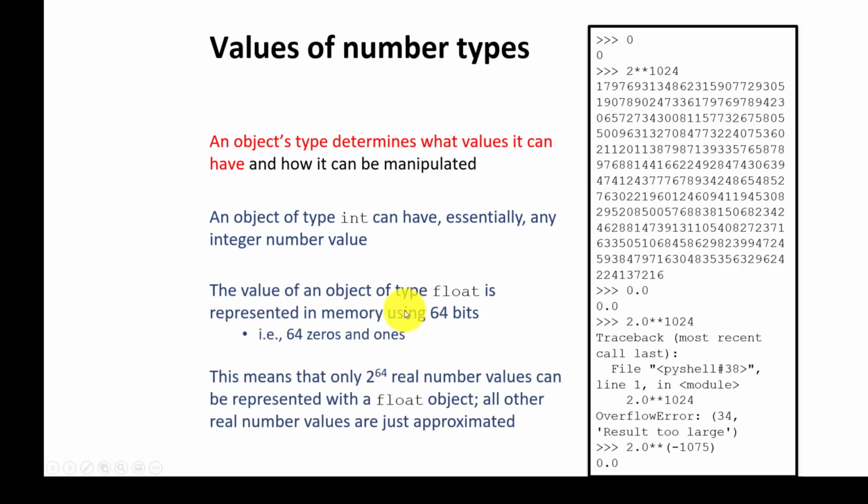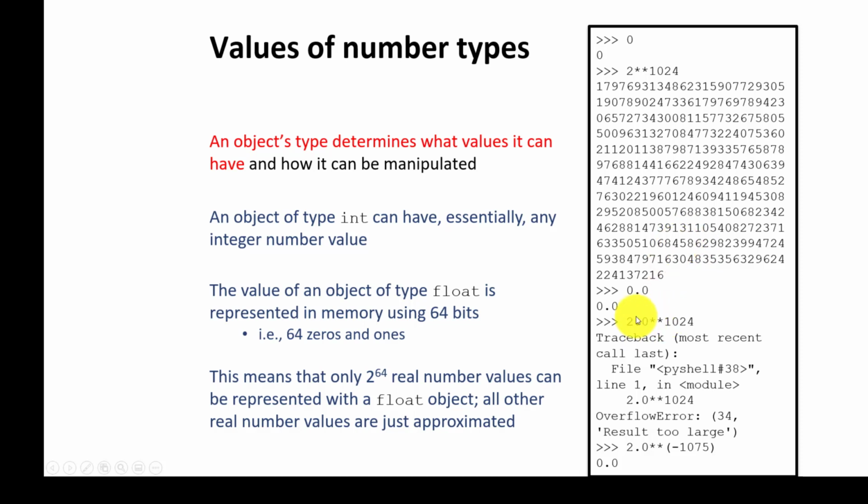It is between 0 and 2 to the power 64. Okay? So, as you can see, if I try to evaluate 2 to the power 1024, and because this is an integer, this will give me a value, because I told you that when it comes to the integer, we don't have a limitation.